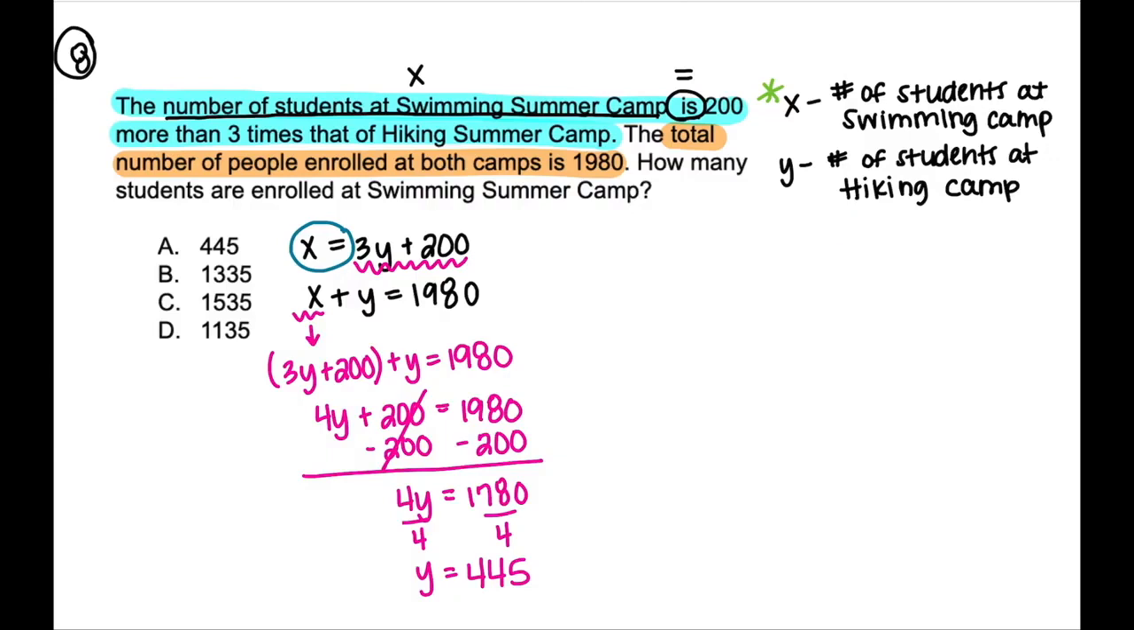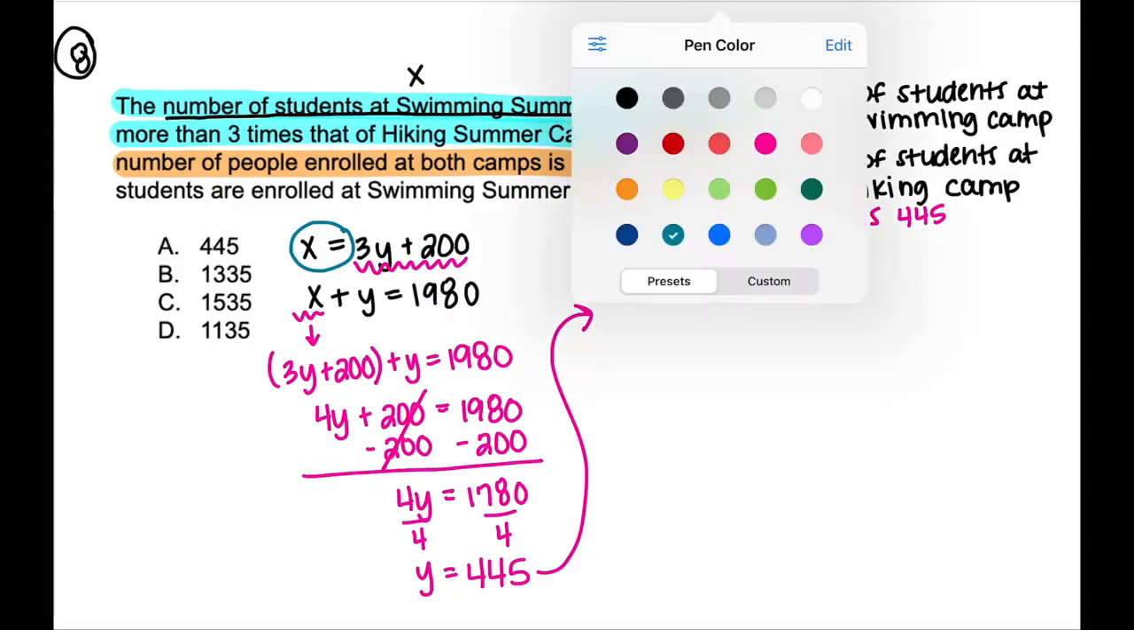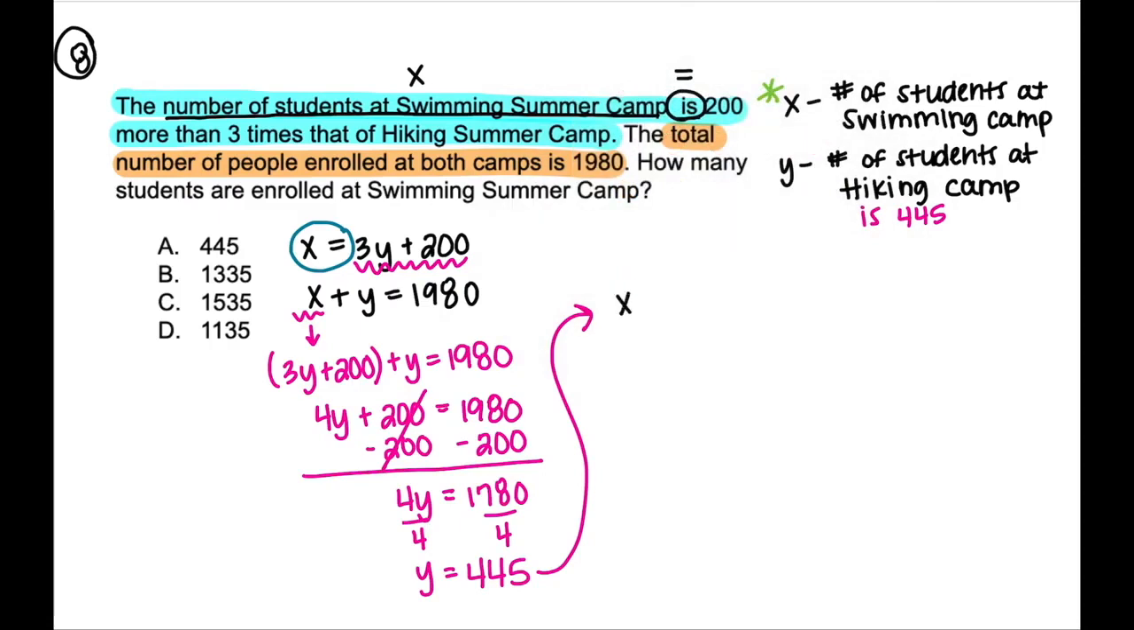So this is the number of students at hiking camp. So the number of students at hiking camp is 445. But we wanted to know x. We wanted to know the number of students at swimming camp. So if we want to know x, we have an equation that says x equals. So the number of students at swimming camp is 3 times y plus 200. Now that we know y, we can plug that in.